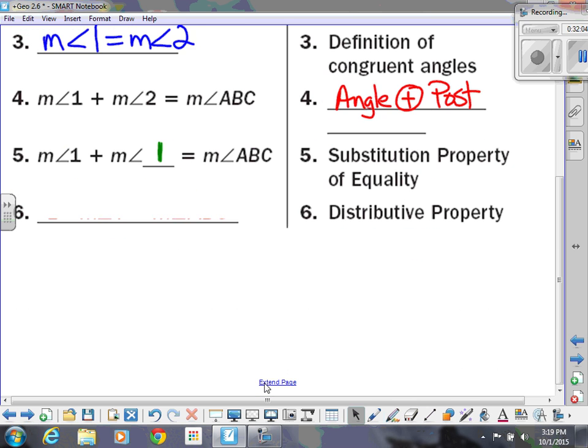And so this one is kind of a stretch for the distributive property, but basically we're going to say 2 times the measure of angle 1, because measure of angle 1 plus measure of angle 1 is just 2 times the measure of angle 1. And that's how we showed that ABC is twice as big as the measure of angle 1.